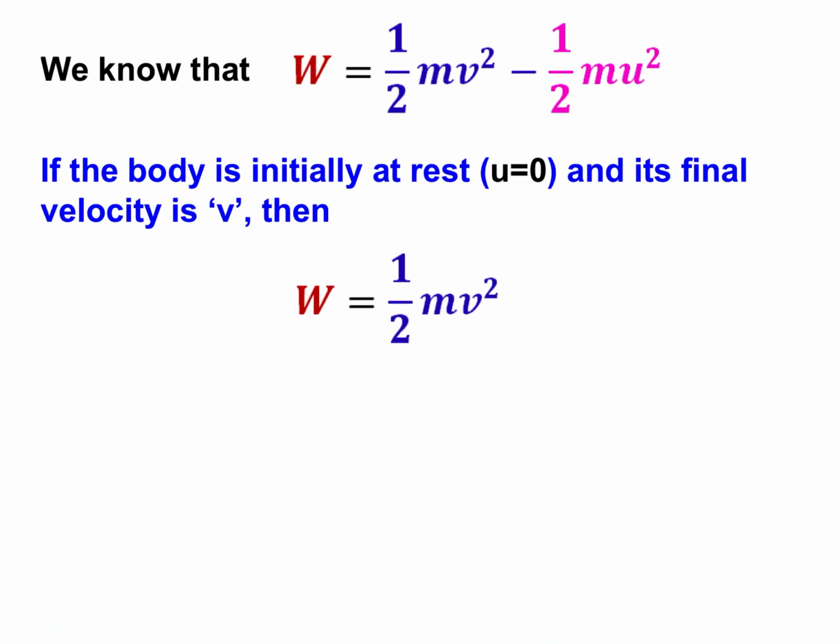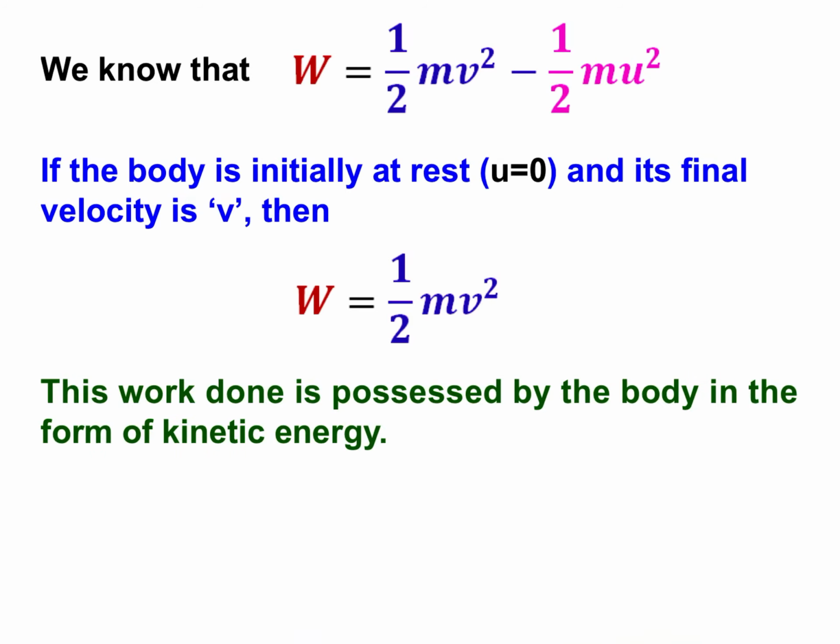Let us suppose there is a cycle and the cycle is initially at rest. So its initial velocity is 0 and we are applying force over it. So the cycle is moving. How much work is done by us by applying the force? Then work done will be equal to the kinetic energy of the cycle. So W is equal to half mv square.